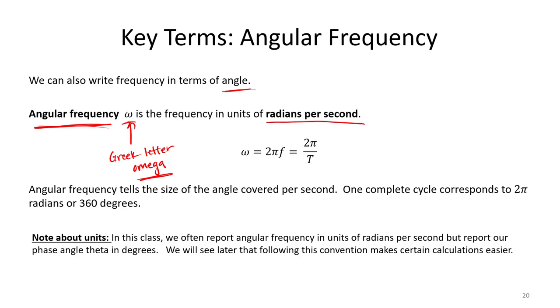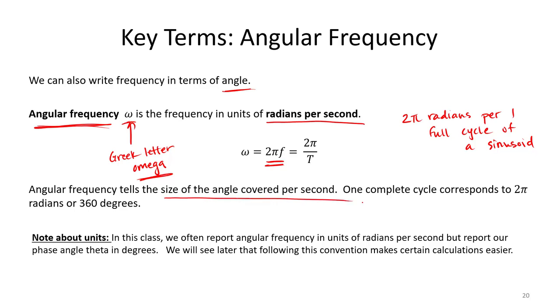And to calculate angular frequency, remember there are 2 pi radians per 1 full cycle of a sinusoid. So we therefore calculate angular frequency using 2 pi times our frequency, or 2 pi divided by our period. So angular frequency tells us the size of the angle covered per unit time. So generally, this is radians per second.